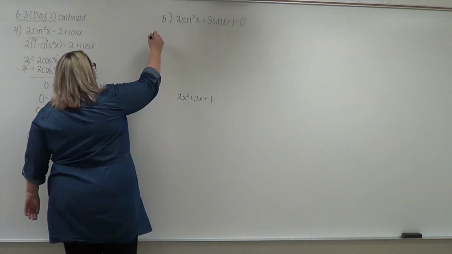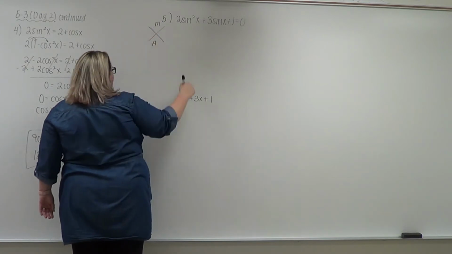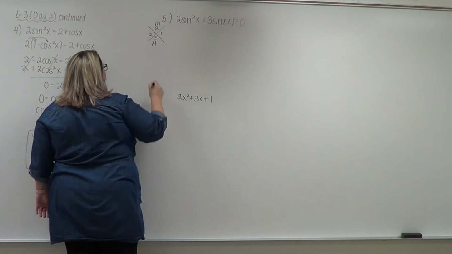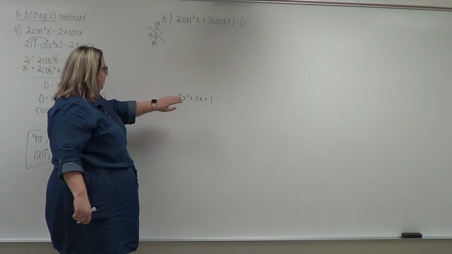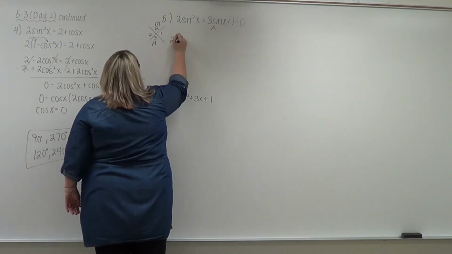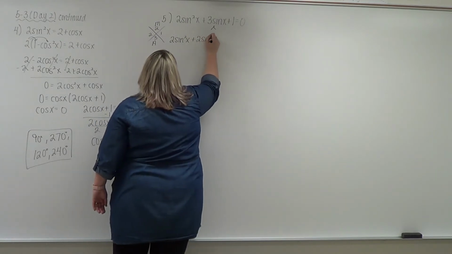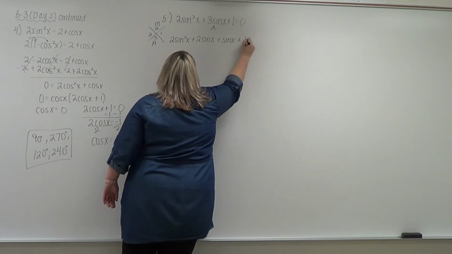So like if I would do my multiply and add tables, multiply to get 2, add to get 3, or 2 and 1. Okay, I can't do the shortcut because that's a 2, so I'm going to split the middle. So I'd have 2 sine squared plus 2 sine plus sine plus 1.